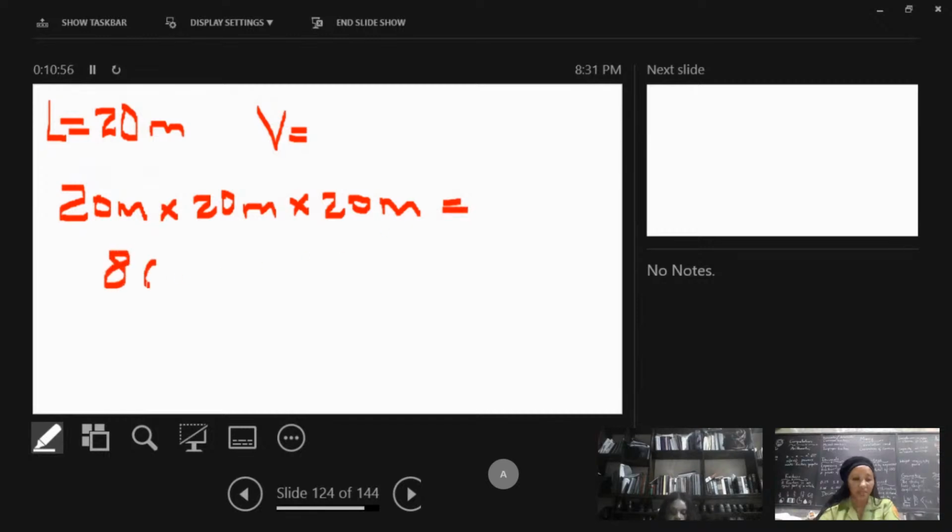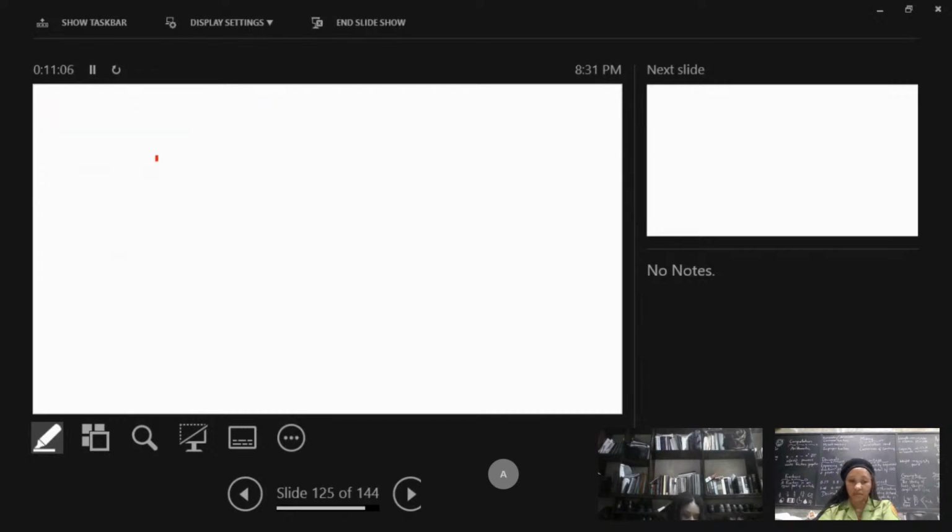8,000 meters cubed. All right, pretty simple and straightforward. Yes, Miss. All right, John. Okay, so I have another cube, and the width is 15 meters. What is the volume?